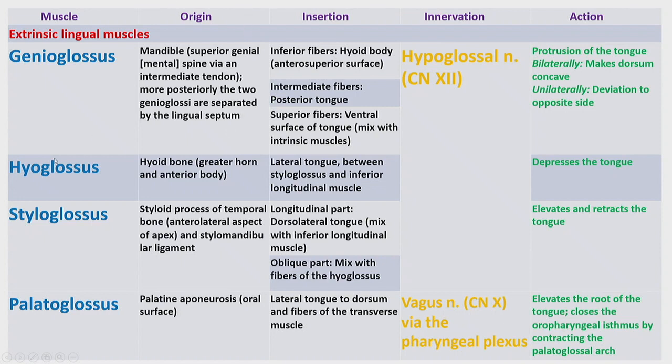Another one, the hyoglossus, because it originates from the hyoid bone, the greater horn and the anterior part of the body, and goes to the lateral aspect of the tongue, depresses the tongue by contraction. Styloglossus, because it's above and originates from the styloid process, elevates and retracts the backside of the tongue.